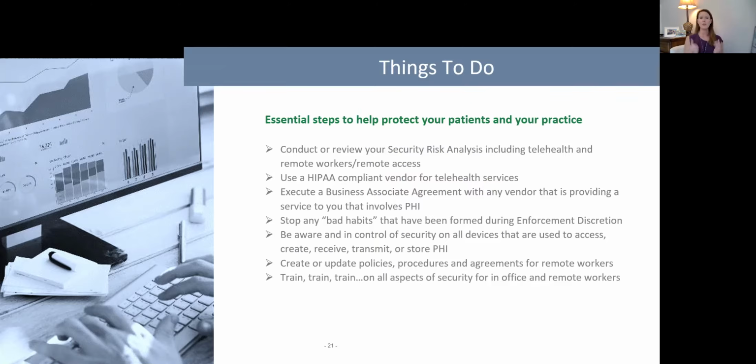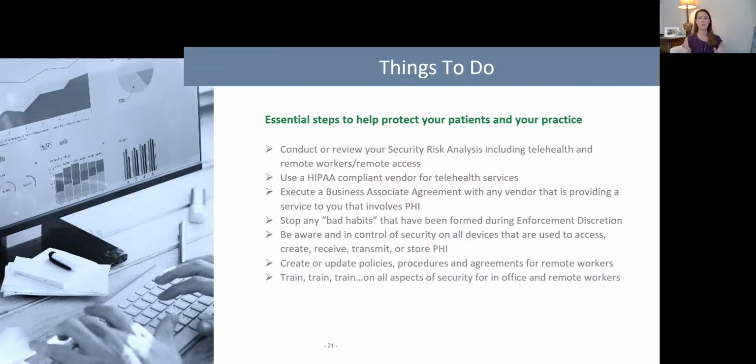So first thing, you need to conduct a security risk analysis and make sure that you're including telehealth and remote workers if this is something you're doing. Even if you don't know if you're going to continue it, do this, because it will help you in the long run. If you're using telehealth, make sure your telehealth vendor is HIPAA compliant, and make sure that they will sign a business associate agreement, because going forward, you're going to have that in place.